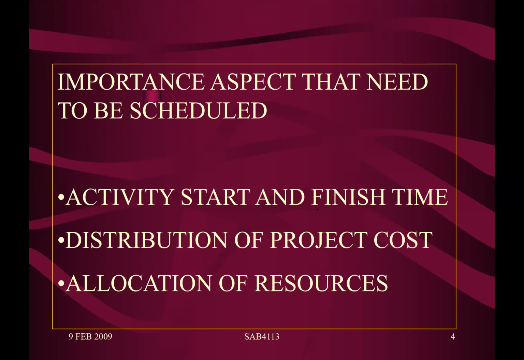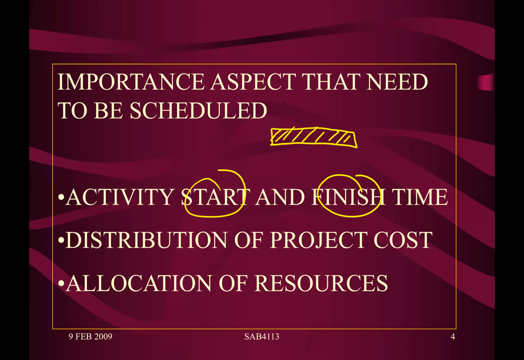Important aspect that needs to be scheduled is what? Activity start and then finish. Example, let's take a look at a bar chart. Simple bar chart. This is where you're going to start, and then this is the finish. Let's say this is 10 days. So it will start on the first day and then finish at the end of 10 days. So starting and ending, that's what we call scheduling.